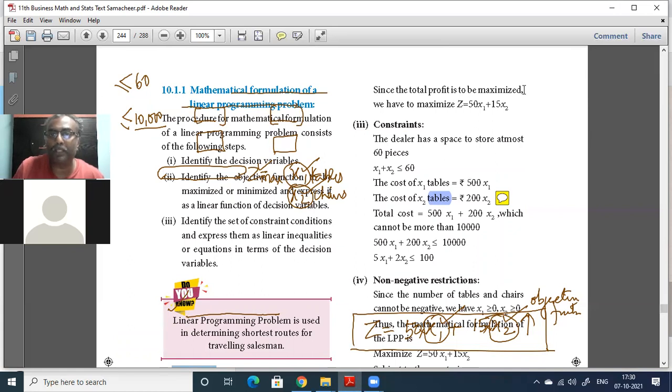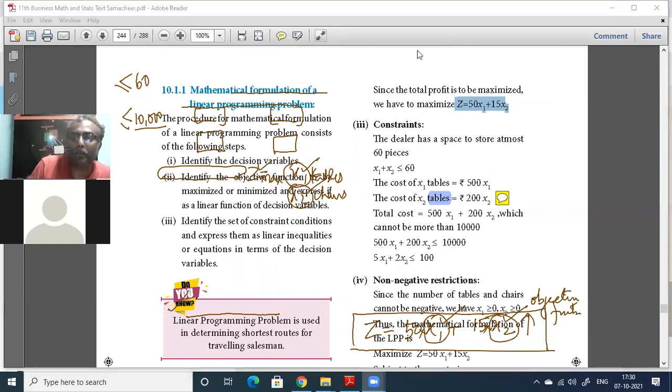So total profit has to be maximized. We have to maximize Z equal to 50x1 plus 15x2. That is the first part. Then identify decision variables, over. Identify objective function, over. The third part is to identify the set of constraints. Now, what are the constraints? I told you already.